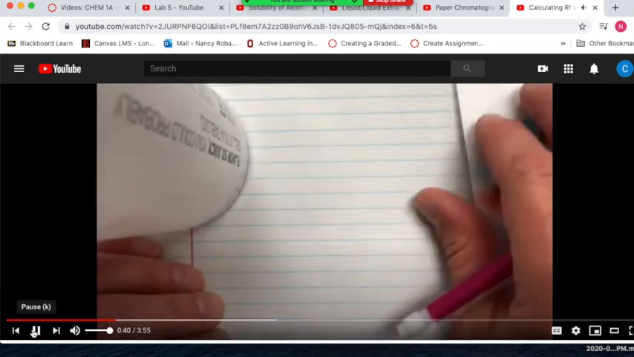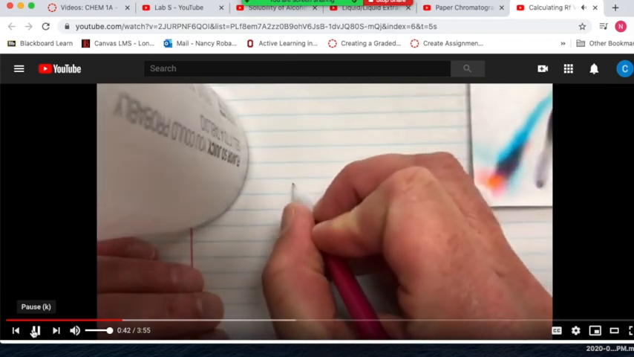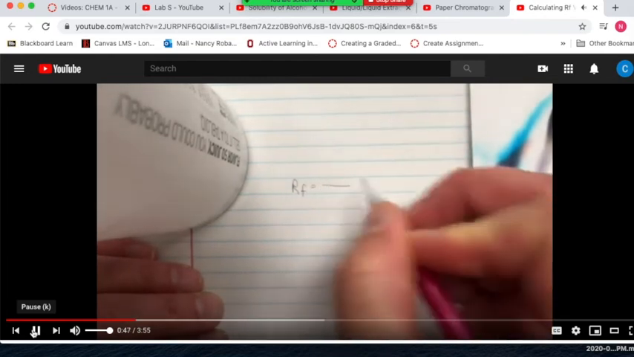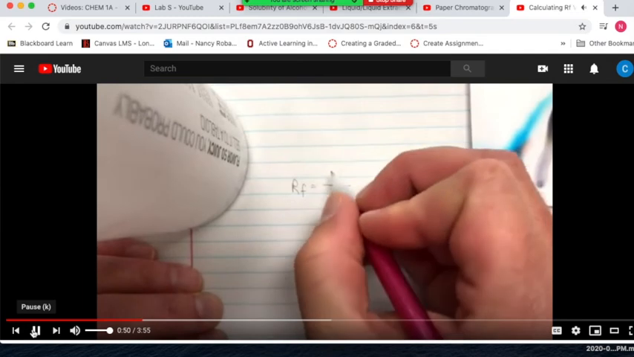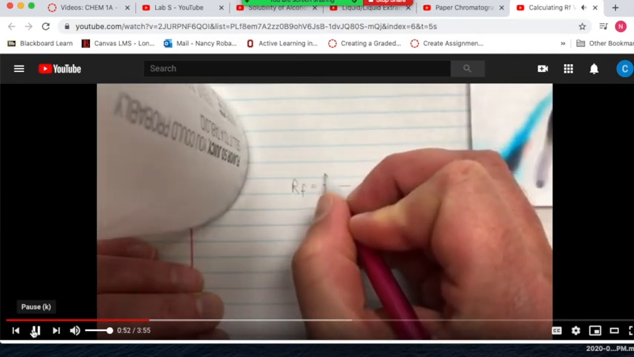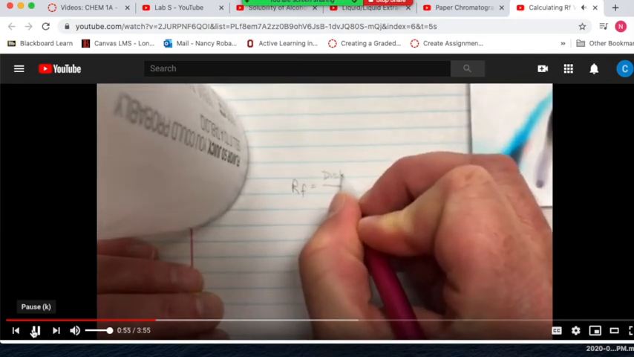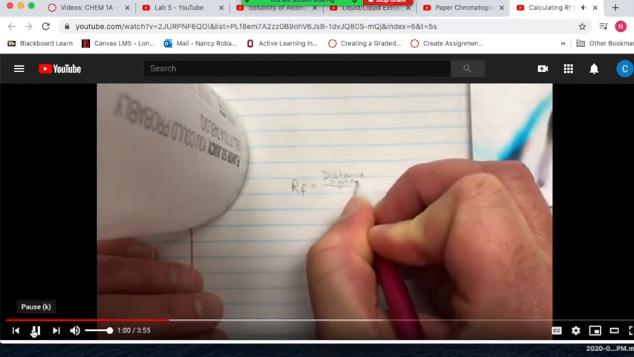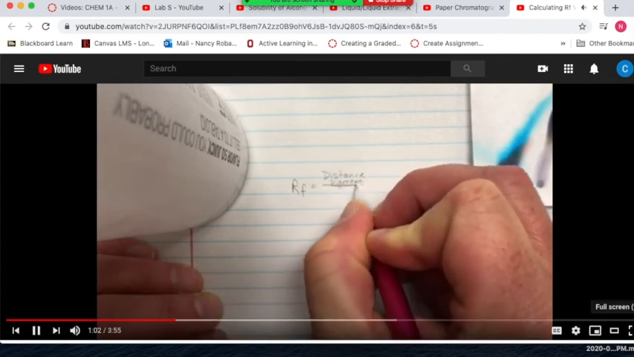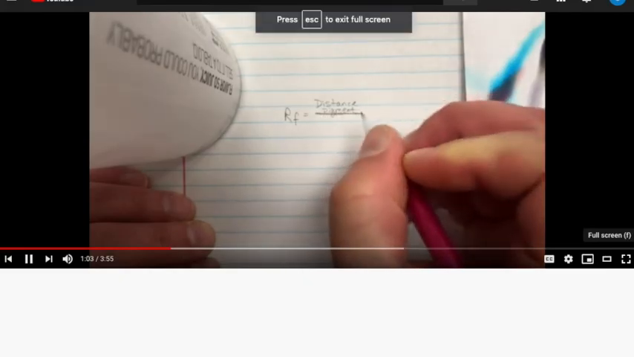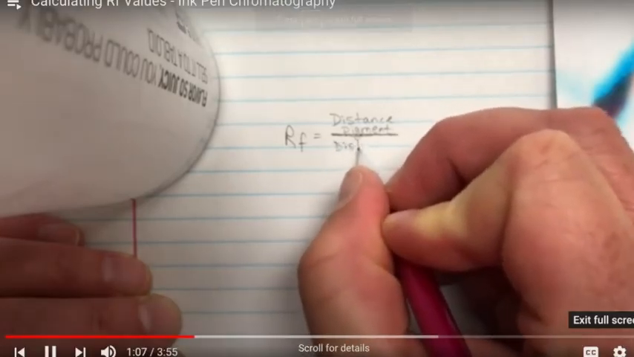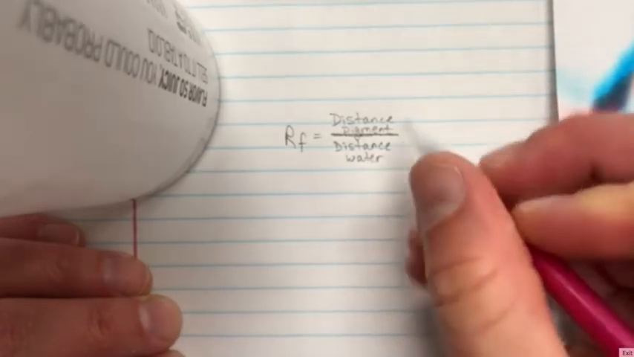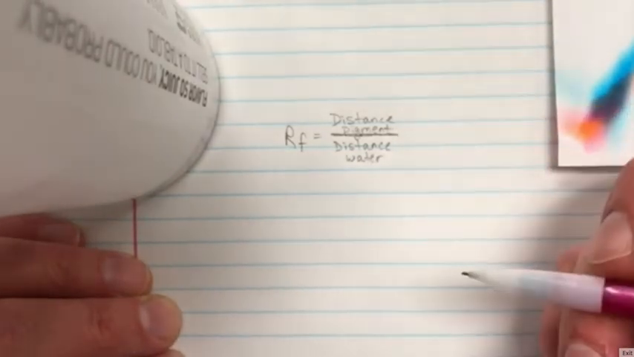An RF value is actually what's called a retention factor value. The way that you go about doing that is very simple, actually. You're going to divide the distance the color pigment traveled by the total distance your solvent, which in this case we used water, traveled. And you can use millimeters or centimeters for either of these.